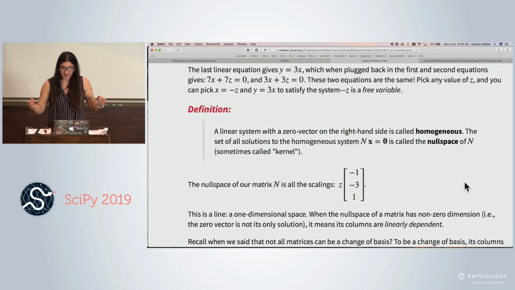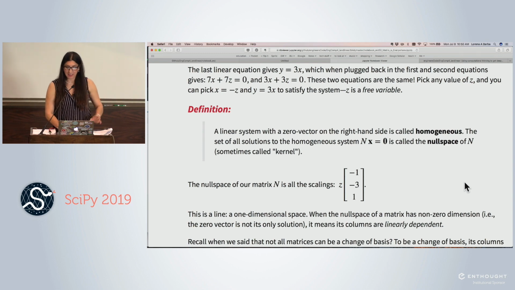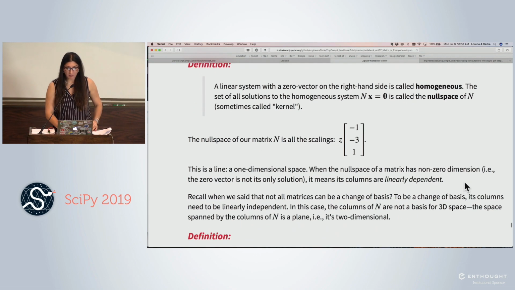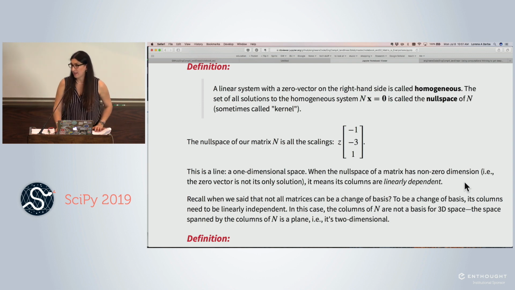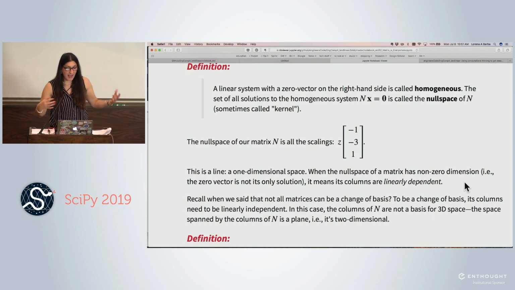When the null space of a matrix has non-zero dimension, that is, the zero vector is not the only solution, it means that the columns of the original matrix are linearly dependent. So recall that we said that not all matrices can be a change of basis. We were in the 2D case before. Now we're in 3D, and to be a change of basis, all the columns have to be linearly independent. In this case, the columns of N are not a basis for 3D space. The space spanned by the columns of N is two-dimensional. It's a plane. All the linear combinations of the columns of N land on a flat world.